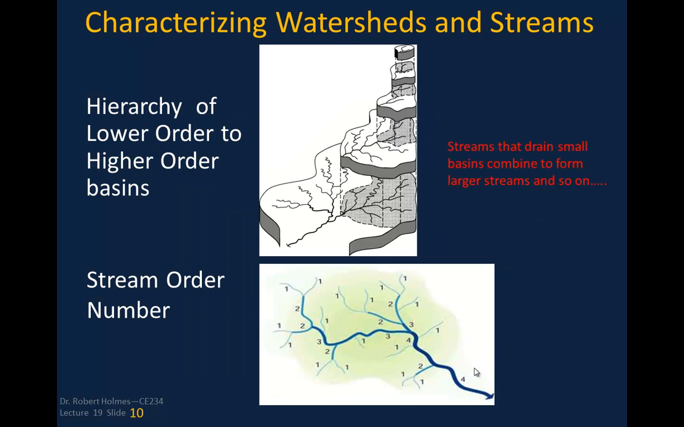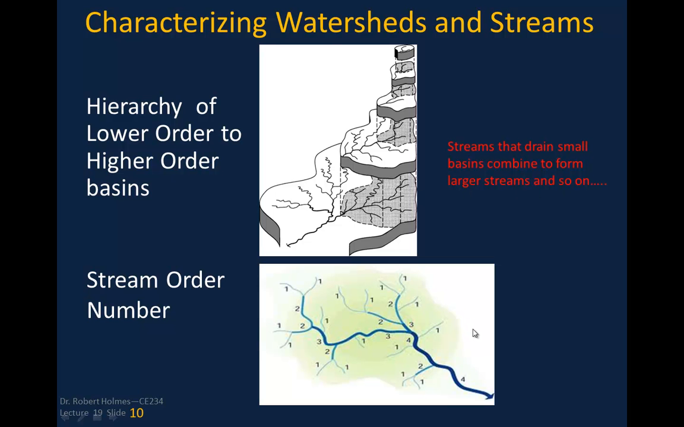If we characterize the watersheds and streams, we've got the hierarchy of lower order to higher order basins. And we also know this thing called stream order number. If you've got a basin, it starts in small basins and they combine to form larger basins, and so on and so forth.